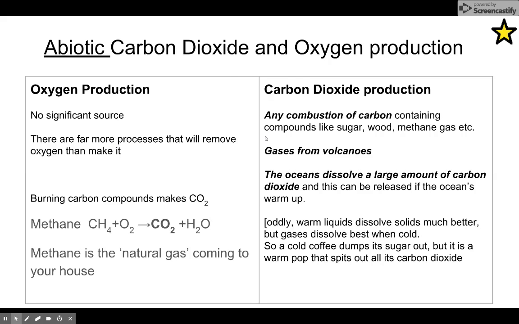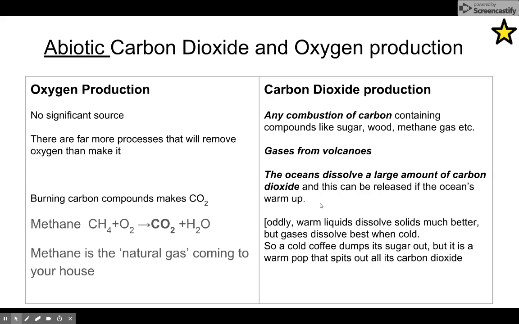Okay? Carbon dioxide. Anything that's set fire to makes CO2. Here's the methane gas in the lab taps and your natural gas at home. Take methane, you burn it in oxygen, there she be, CO2 and water. Volcanic gases and the oceans have dissolved incredible quantities of carbon dioxide throughout history. And if the water gets warmer, it starts bubbling it out.